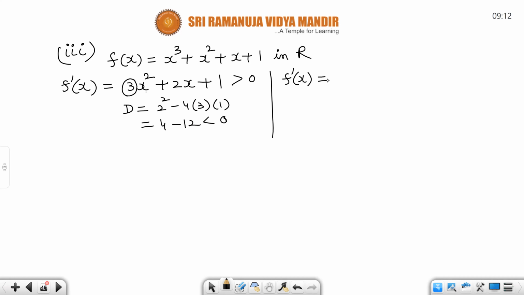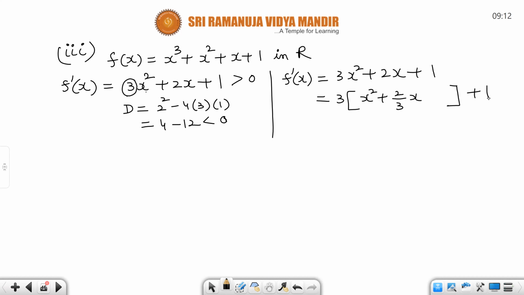F dash x, I'll take it 3x square by making it a perfect square. Okay. So what I do is I take 3 common in the first 2 terms only: x square plus 2 by 3x. Close the bracket. Plus 1 you write outside, no problem.